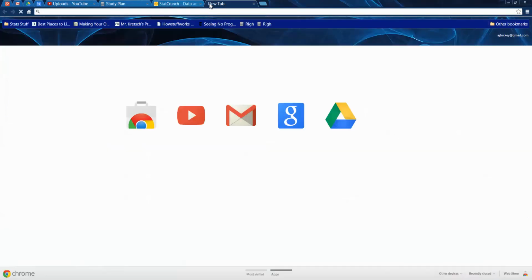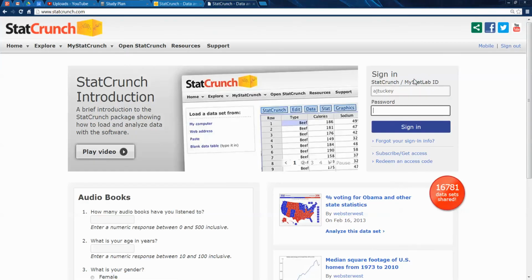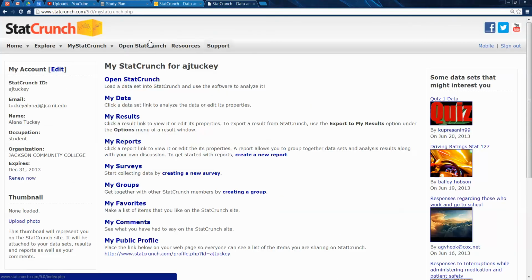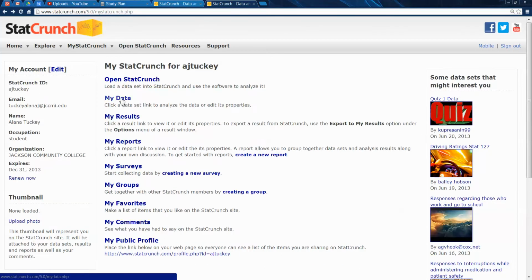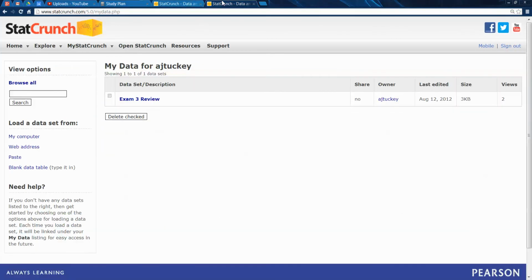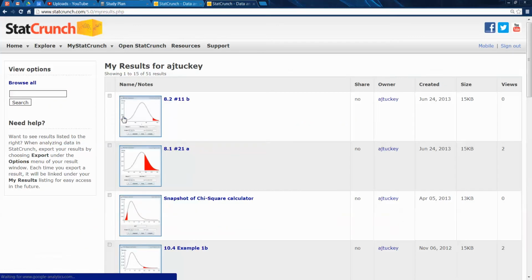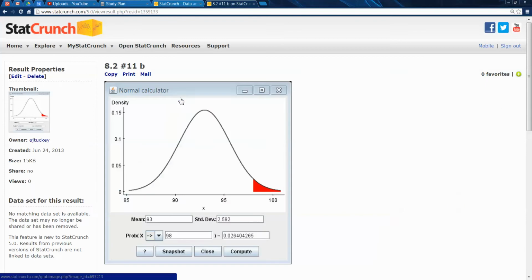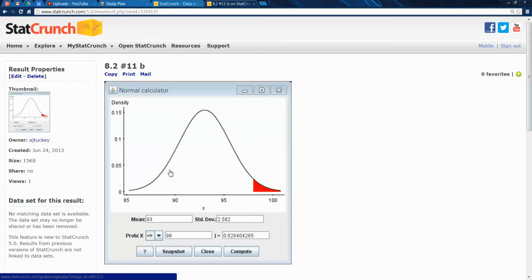Let me open up StatCrunch again. Let me see if this will work. I'm hoping that it'll let me see my data here and still leave this window open. Let's see. My results maybe? There it is, my results. Okay, so I click on that, copy, and it's taking its time, that's fine.